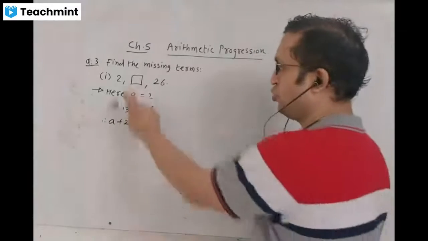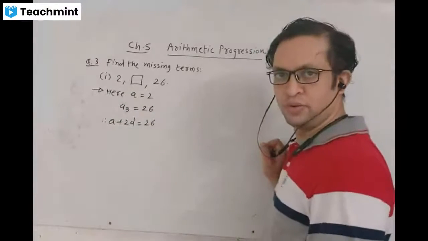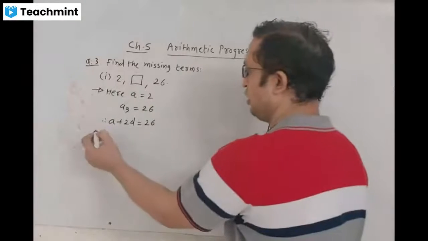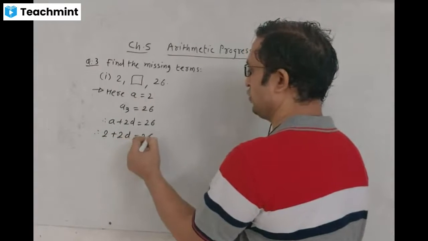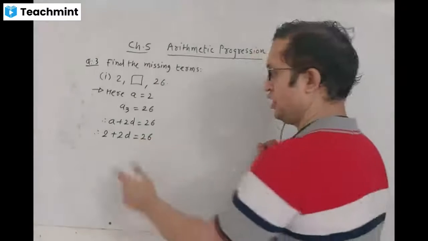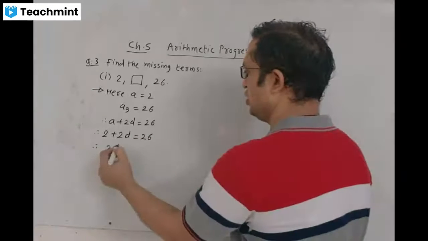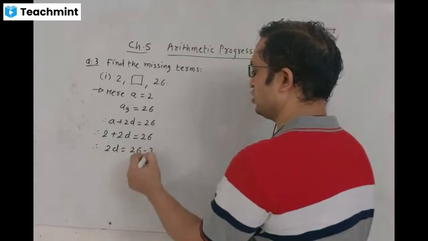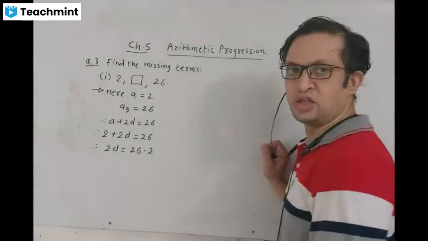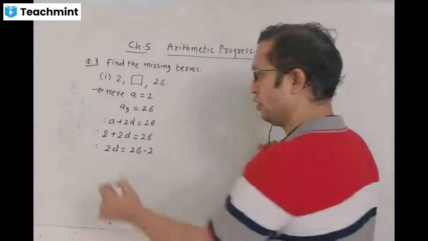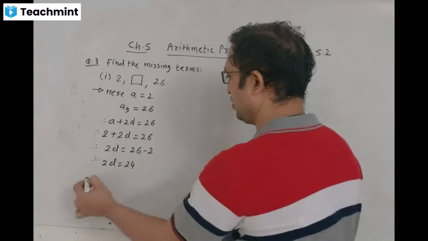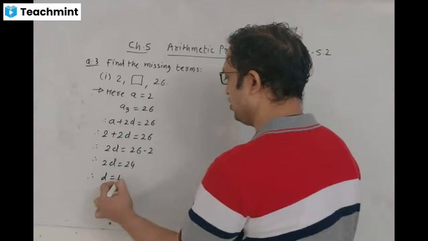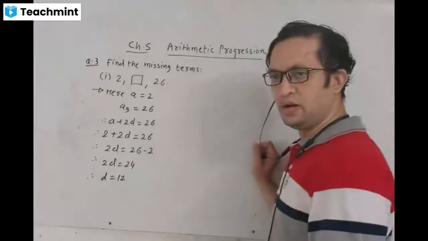Put this value, A is equal to 2. Substitute the value A is equal to 2. 2 plus 2D is equal to 26. Therefore, 2D is equal to 26 minus 2, and 26 minus 2 is equal to 24. 2D is equal to 24. Therefore, what is the value of D? D is equal to 12.